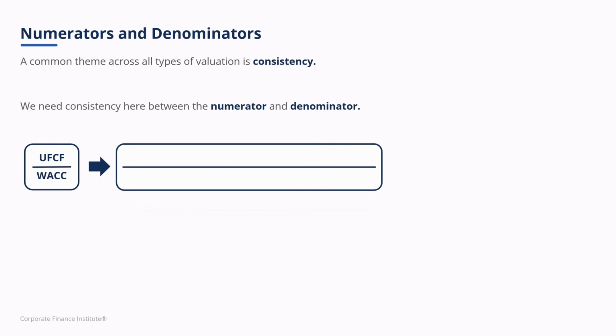Let's take a close look now. The numerator is actually the cash flows that are available to all capital providers, meaning the debt providers and the equity providers. And what we have on the bottom is a weighted average cost, or a cost of capital, from all capital providers. So the key is this consistency of all capital providers being represented on the top, the numerator, and on the bottom in the denominator.